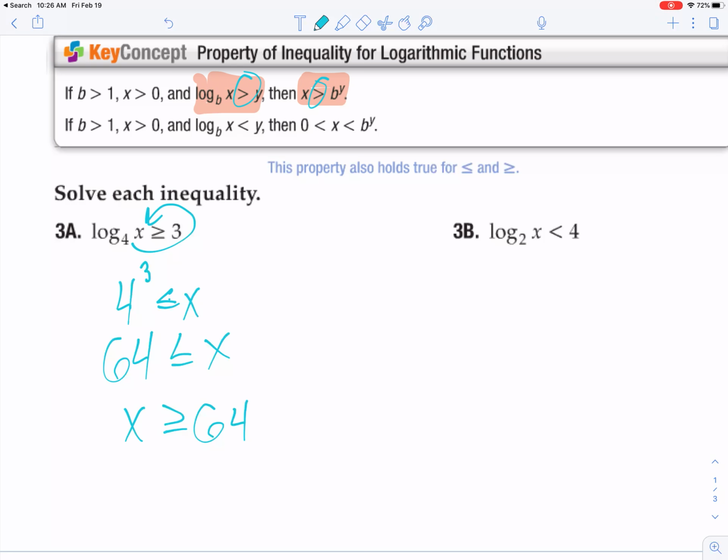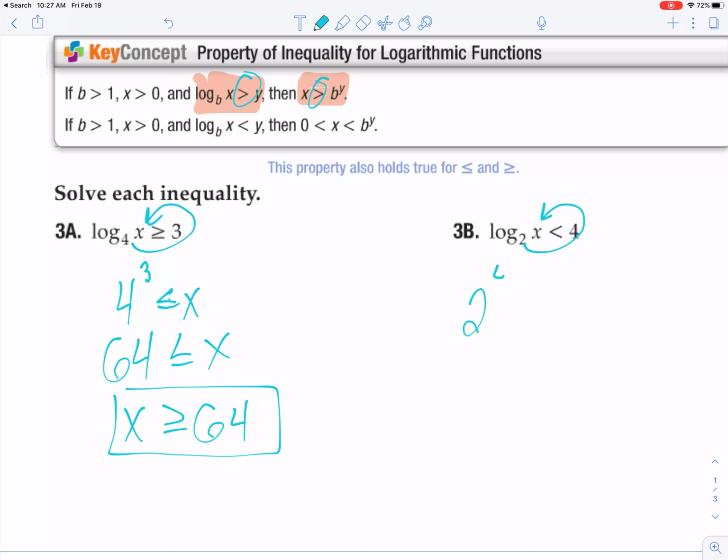Now, something I want to take a pause and notice is that it says x is bigger than 64. That means there's no possible way it's going to be negative. So this is my answer.